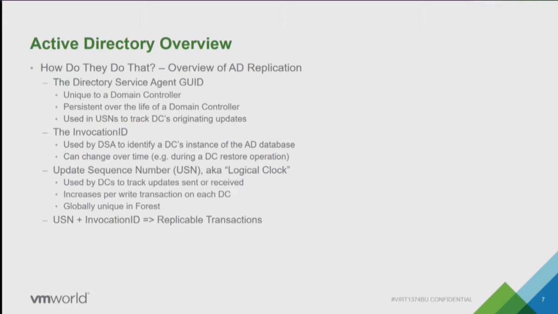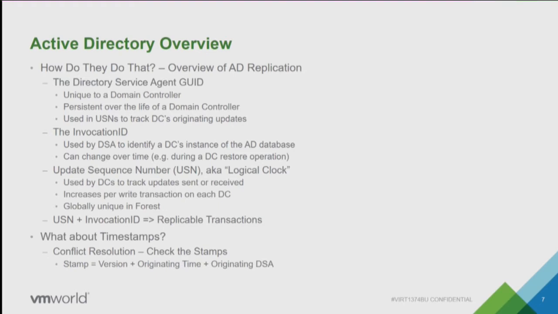So now you put the USN plus the invocation ID, and you have transactions that a DC says, I need to replicate to my replication partner. Now, we have other considerations like timestamp. Of course, how do we know that this change is the latest? If the change happens simultaneously on more than one domain controller, how do we arbitrate that? We use things like stamps. The stamp will be the version of the object, the originating time on that DC, and the originating DSA. We now have a uniqueness that we can replicate from one domain controller to the other.